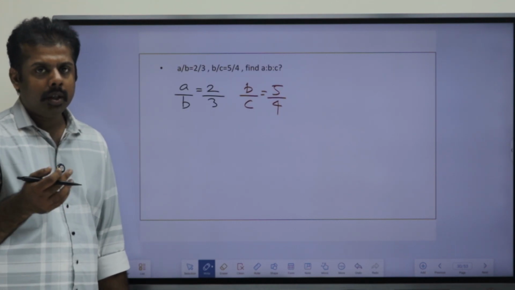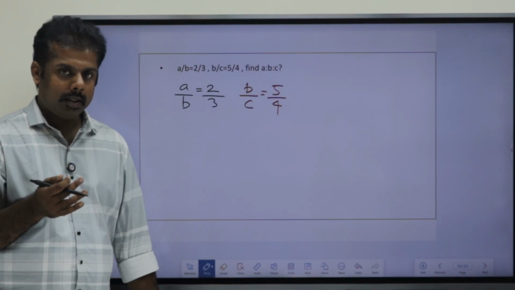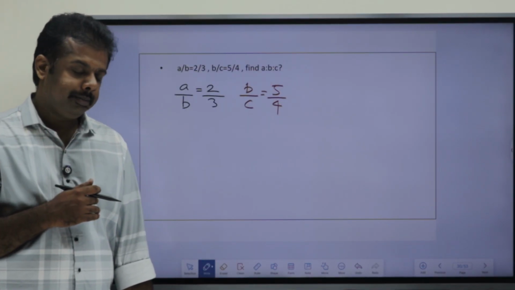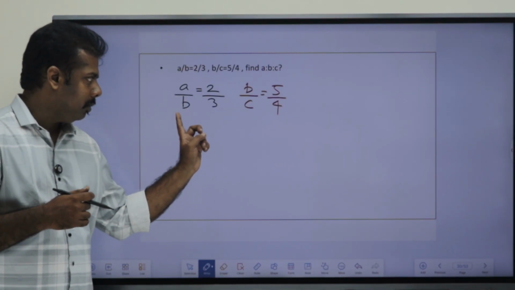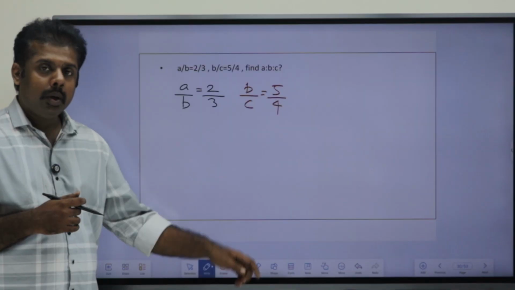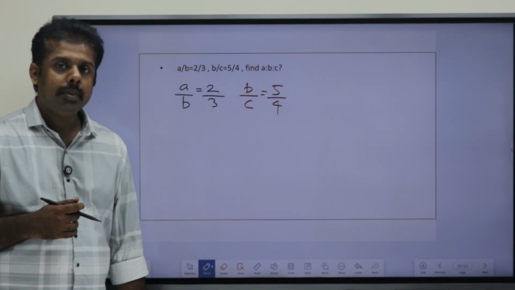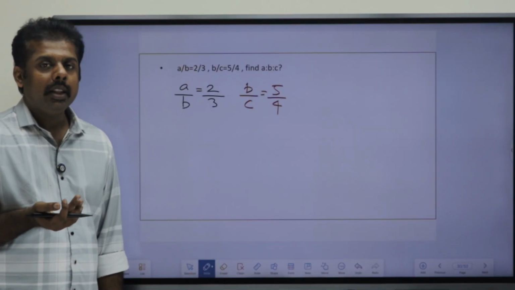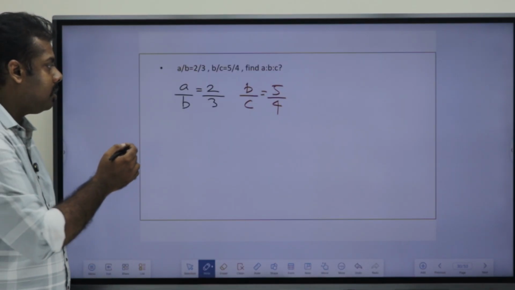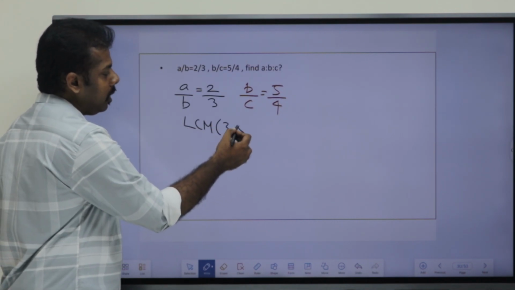Just two conditions. The first thing you have to look for is which is a common variable in both the cases and whether their corresponding values are the same or not. So as we can see here, the common variable is obviously B, but its corresponding values are not the same. In the first condition B is 3, in the second condition B is 5. So the first step is you have to find the LCM of both the values of B. So LCM of 3 and 5 gives us what?